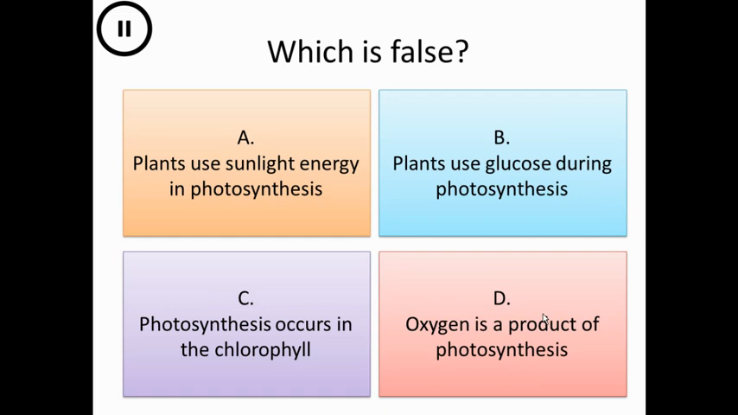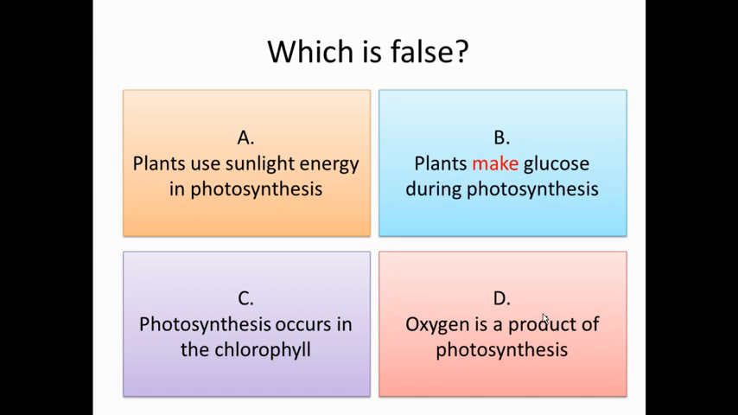Okay, so what I want you to do, have a quick read through which of these is false. So if you have a read through, decide which one is false and pause the slide now. Okay, so let's have a read through these. So A, plants use sunlight in photosynthesis. Well, remember we've said that the photo means light. So yes, plants do use sunlight in photosynthesis.